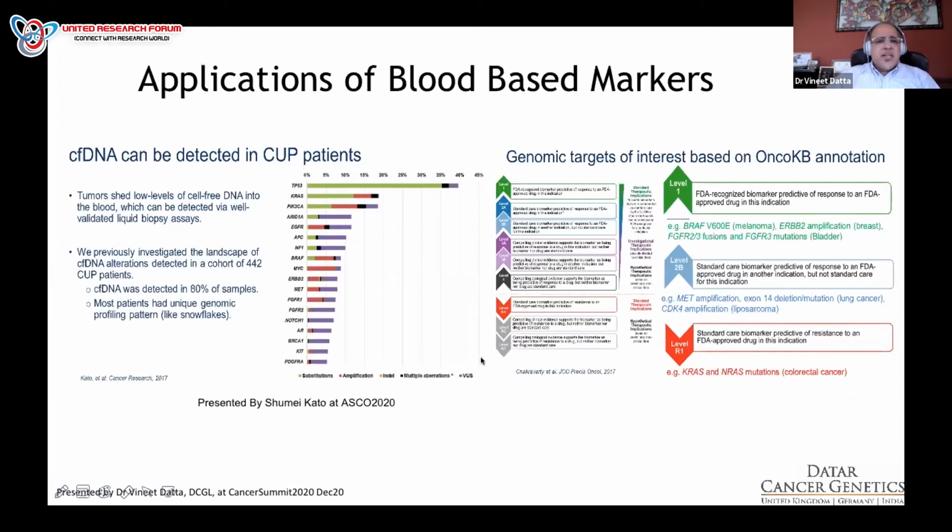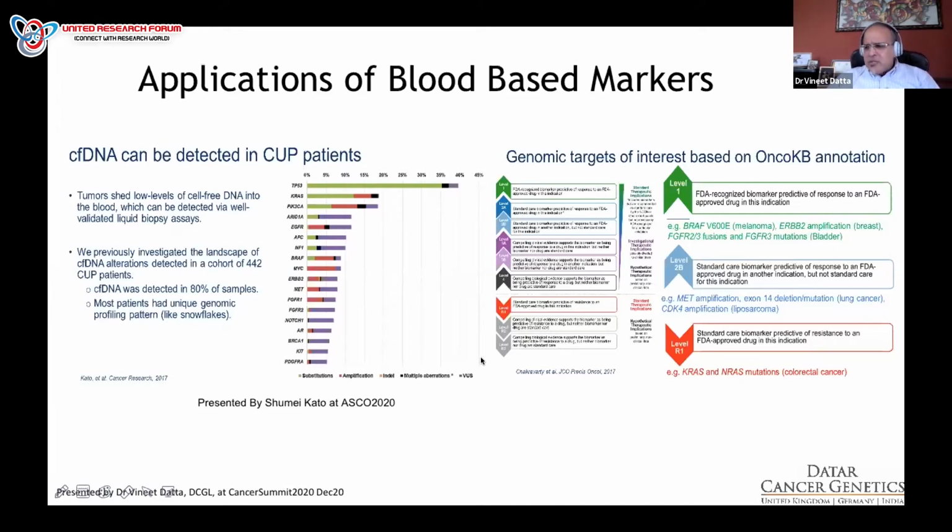So this was data from Cato a couple of years ago, which showed various aspects of DNA being evaluated across liquid biopsy assays, and they detected cell-free DNA in about 80% of their samples. Again, it shows the different subtypes of the mutations that were found.